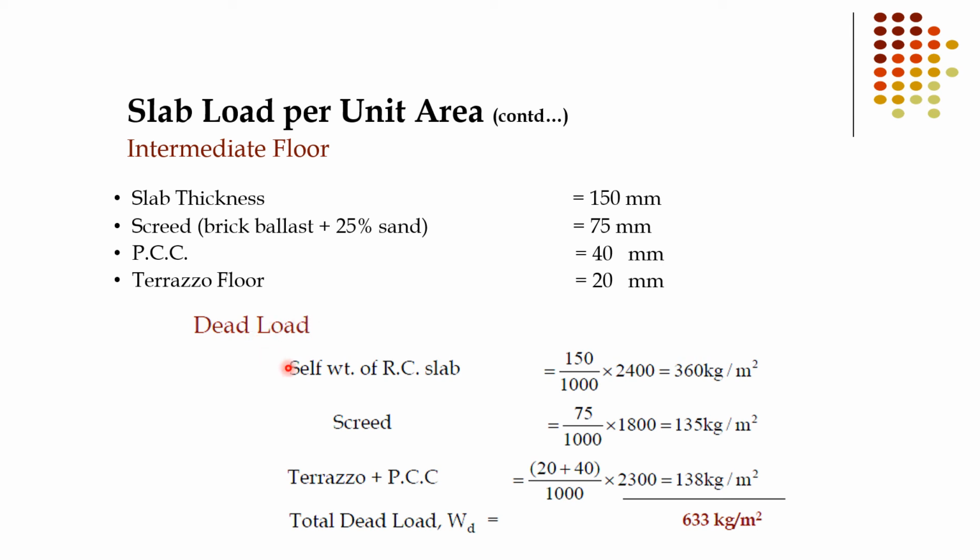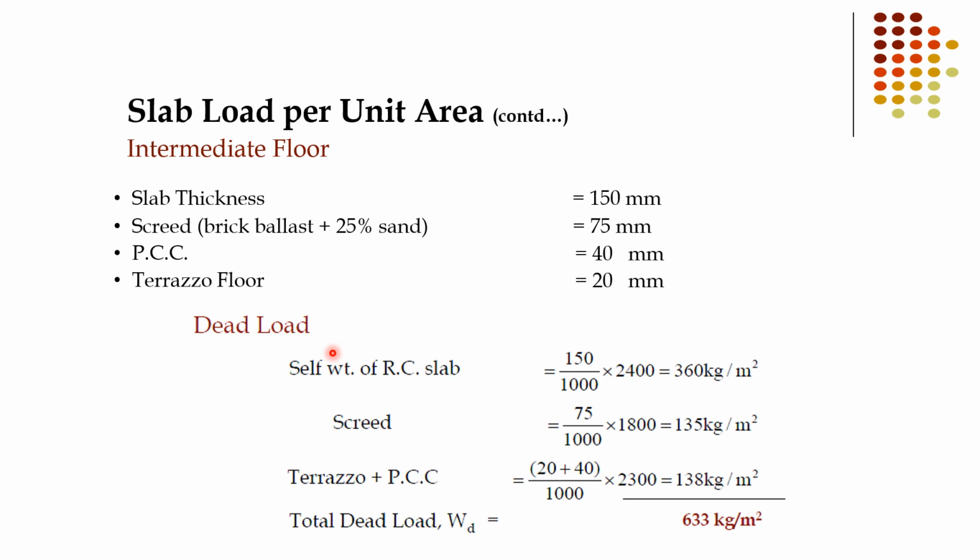Again in the same way, dead load: self weight of the slab, 150 divided by 1000 multiplied by the density of slab, reinforced concrete, that is 360 kg per meter square. Brick ballast, 75 millimeter thickness divided by 1000 multiplied with the density of brick ballast, 1800. The answer is 135 kg per meter square. And for the total thickness, having the same density, 20 plus 40, that is 60 millimeter divided by 1000, multiplied with density 2300. So the total dead load will be 633 kg per meter square.